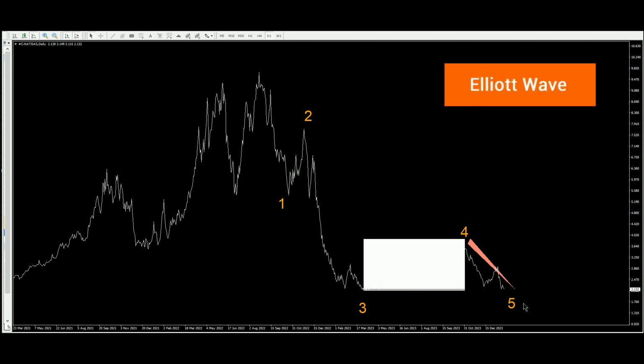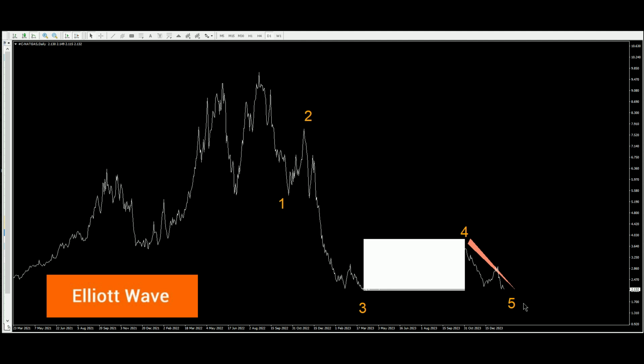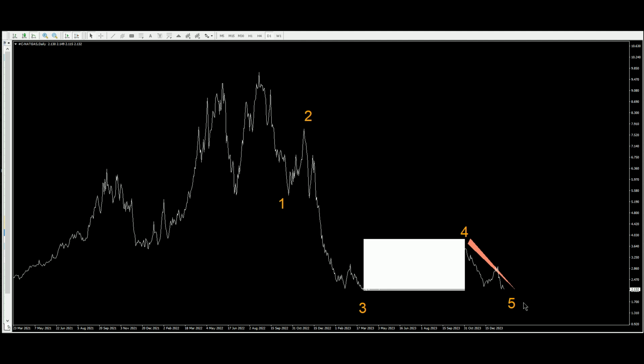and where is end of wave 5 we don't know 100%, but let's see lower time frame, and can we find where is support, and where is probably end of wave 5.